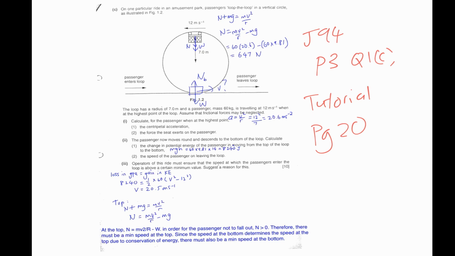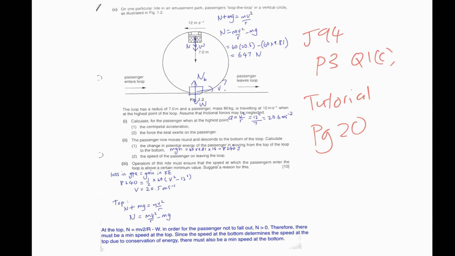The harder it pushes up on the seat, the safer you are. Do you understand? It means you're sticking to the seat. So you want the normal to be more than 0. So mv squared over r must be bigger than mg. That means you must move fast enough. Then only your normal is not 0.